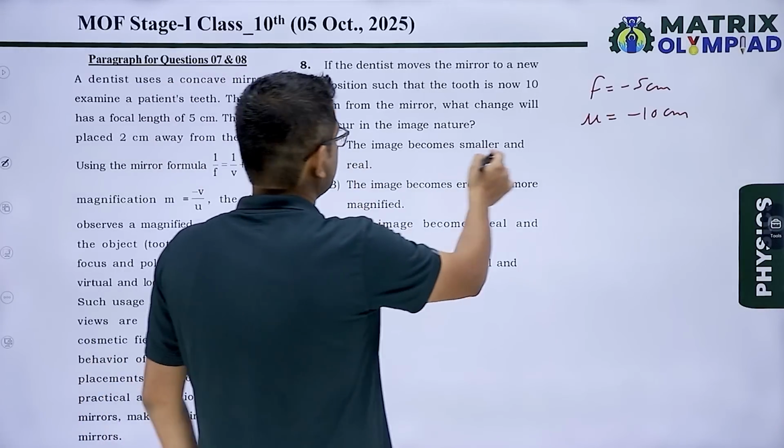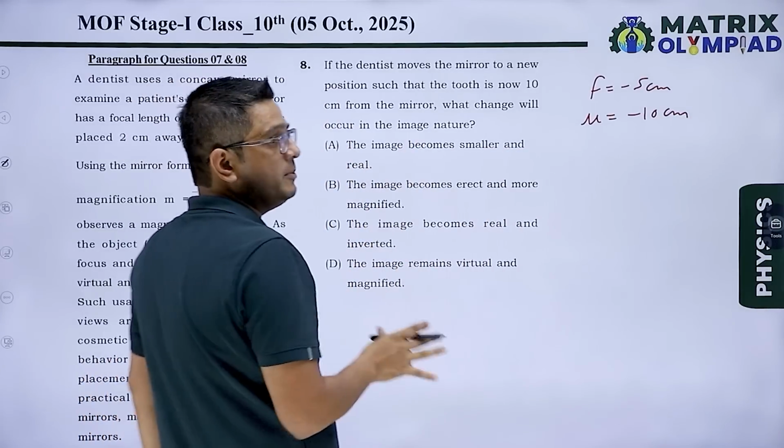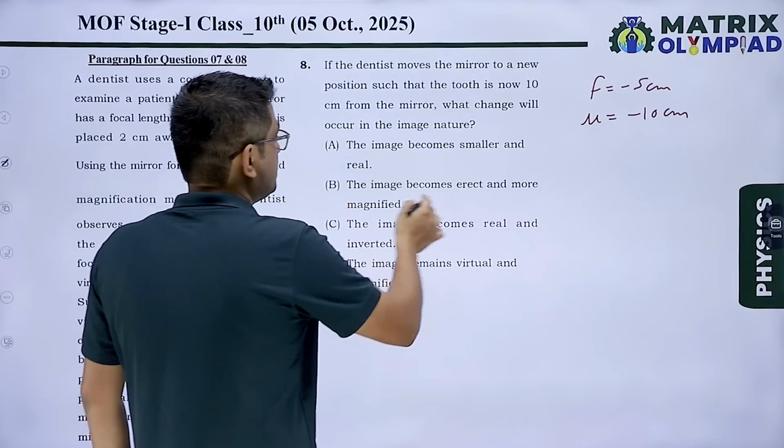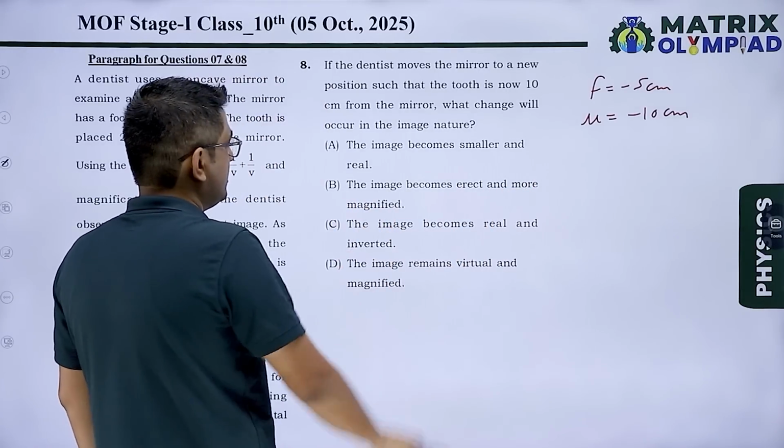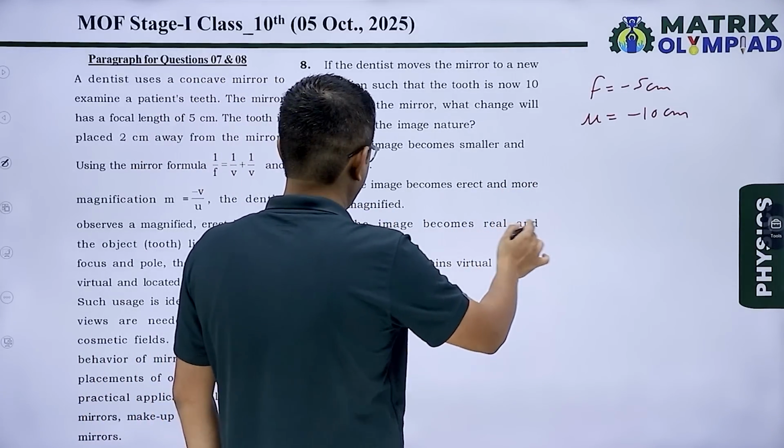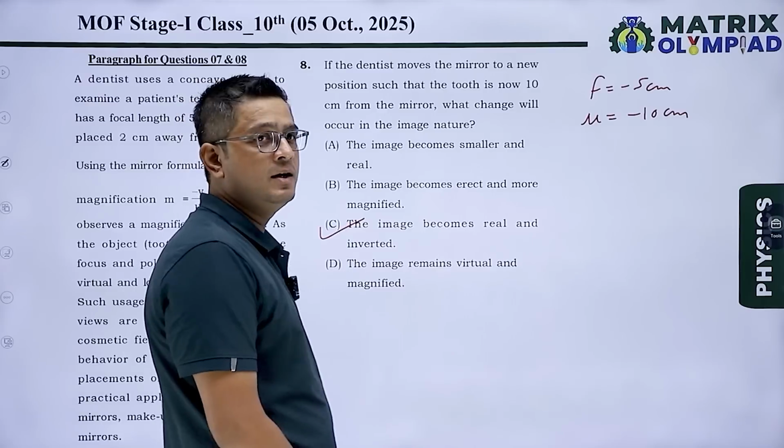So the image becomes smaller and real. No, image size will be equal. The image becomes erect and more magnified. No, this is not correct. The image becomes real and inverted. That is option C is our correct answer.